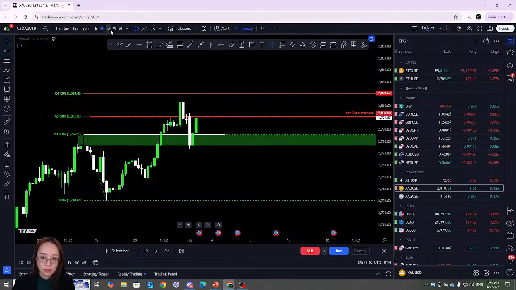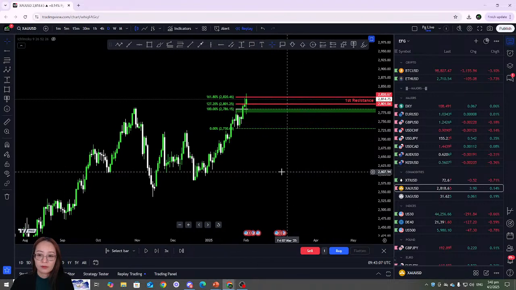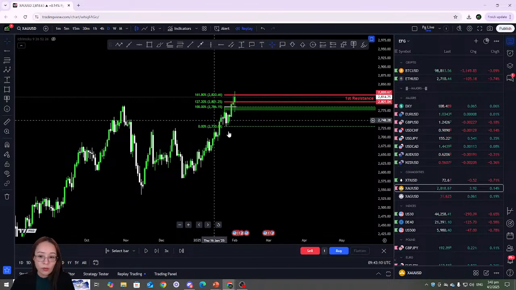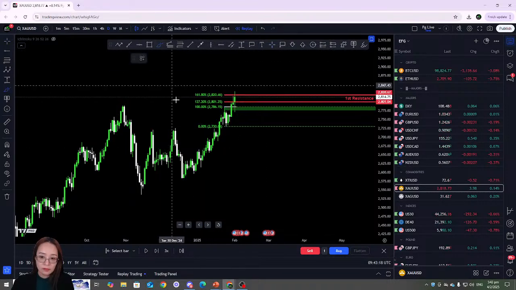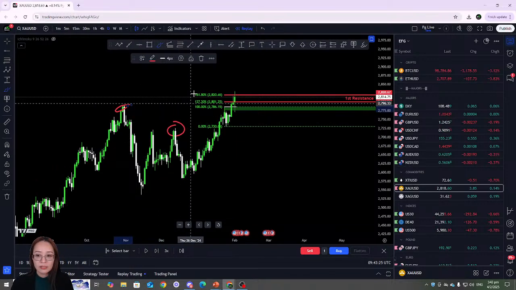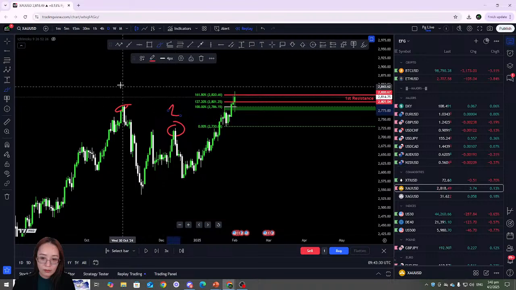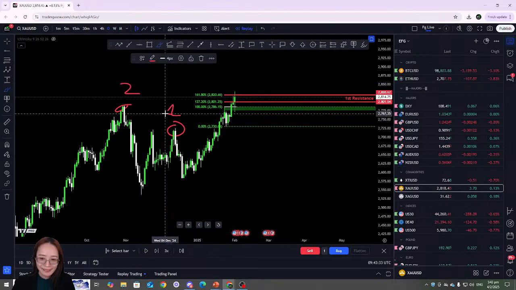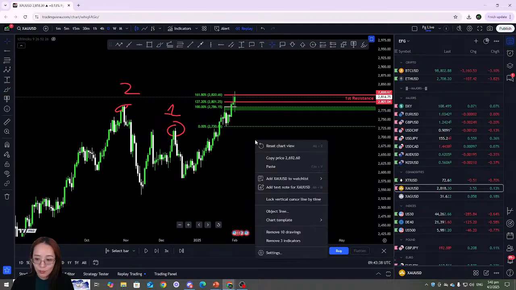If you go to the H4 or daily time frame, where are you going to draw the extension? Can anybody answer where we are going to pick the extension from: this high or this high? Anyone? I'll give you a few seconds. It's okay, I'll remove it.